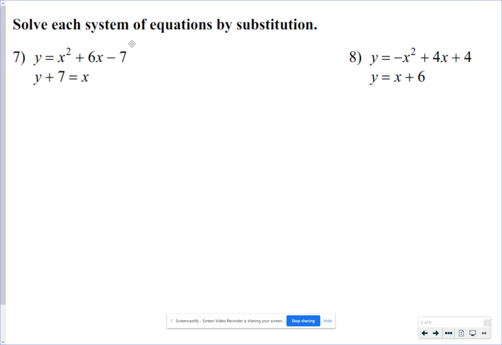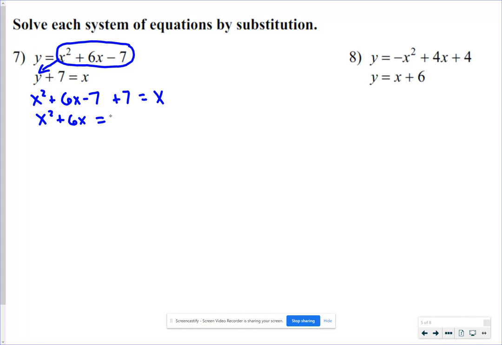I want you to notice the first equation, the y is already by itself. So I'm going to take this expression and I'm going to replace the y in the second equation by x squared plus 6x minus 7. So we're going to have x squared plus 6x minus 7. That's what is replacing the y. I still have my plus 7 and my equals x. This piece right here is taking the place of the y in the second equation. So what we now have is the negative 7 and the positive 7 canceling each other out, or zeroing each other out. So we have this equation right here.